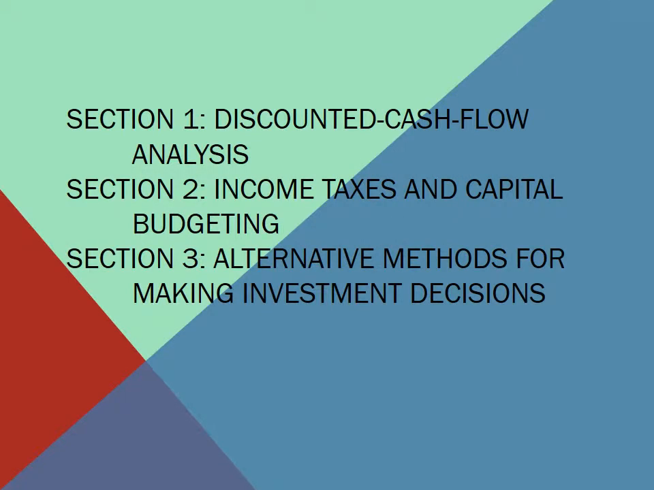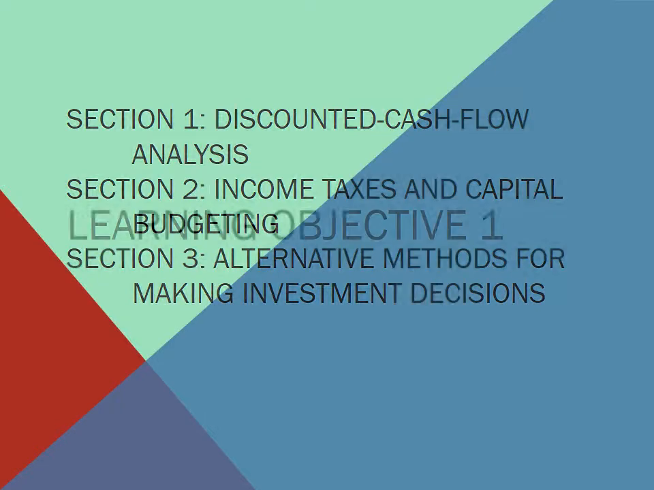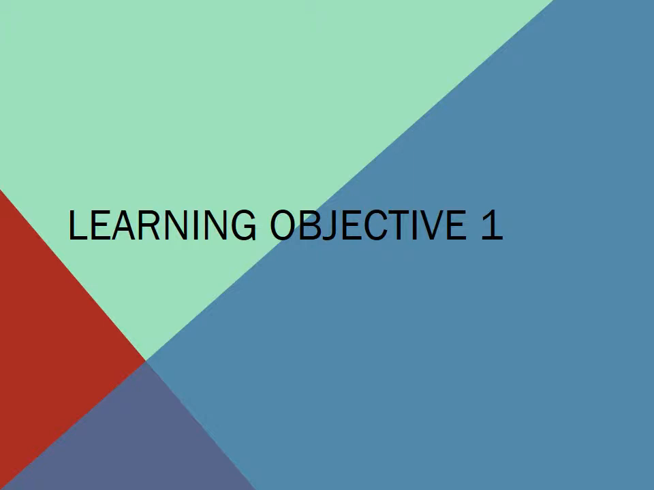This chapter is divided into three modular sections, each of which explores a particular aspect of capital expenditure decisions. Section 1 should be studied first, after which either Section 2 or Section 3 may be studied. Learning Objective 1: Use the net present value method and the internal rate of return method to evaluate an investment proposal.